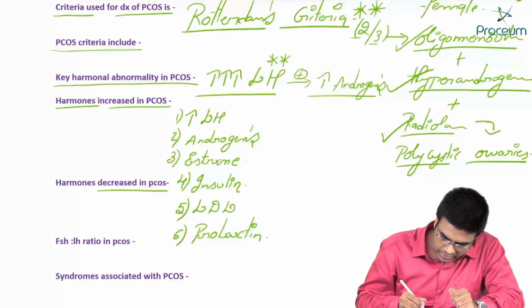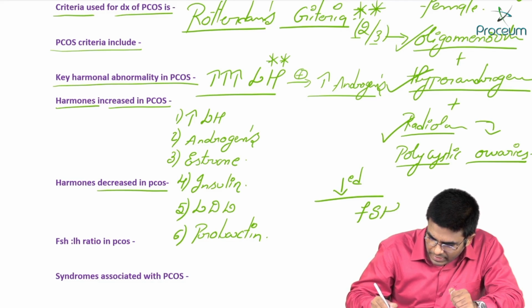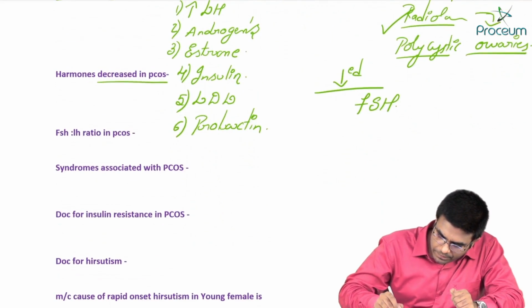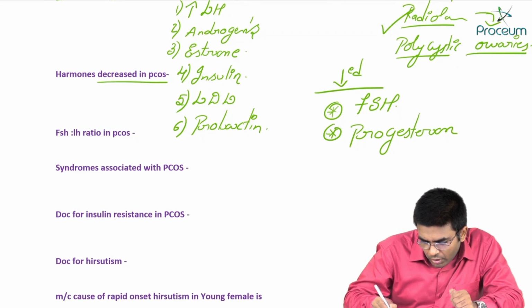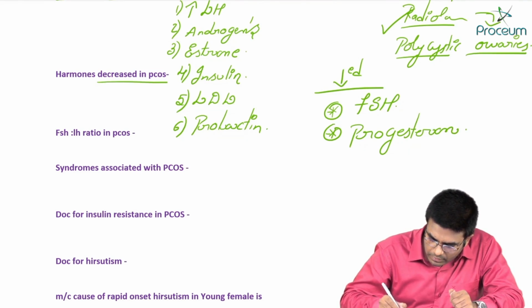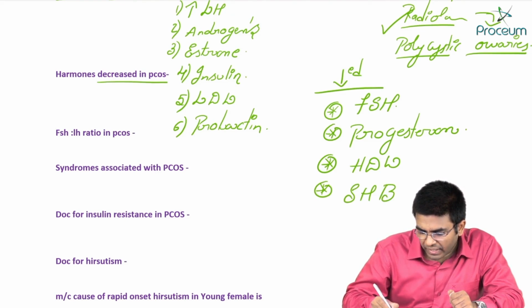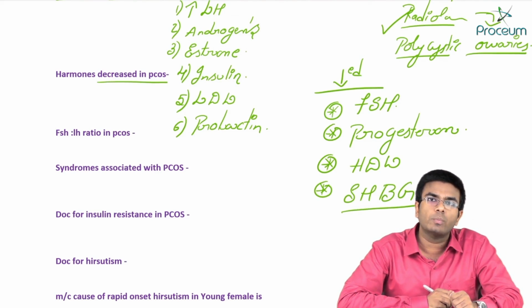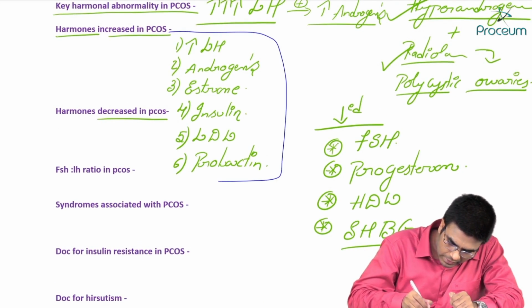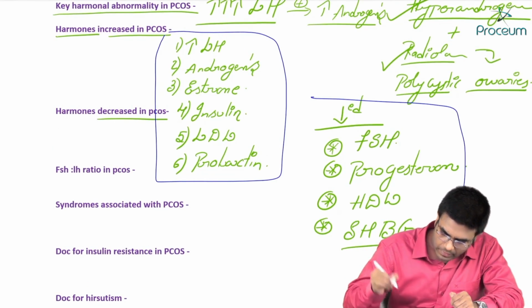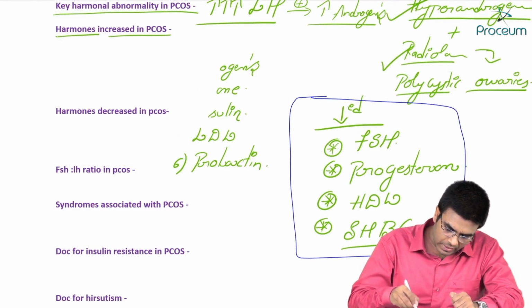Now let's see what hormones are decreased in PCOS. I am writing here, please concentrate. Decreased hormones are FSH, progesterone, HDL cholesterol, and sex hormone binding globulin, SHBG. So guys, it's very, very important. You have to know what hormones are increased and what hormones are decreased. Okay, now let's continue.